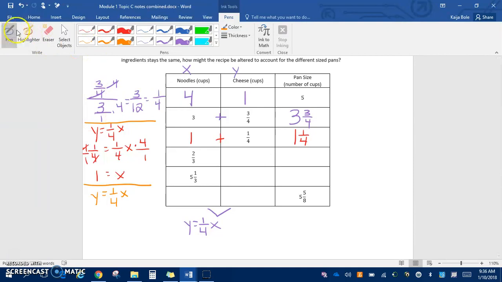So then here, we're going to plug in our x value. So we have 1/4 times 2/3, and this equals y. So we can do some cross division here. This is a 1, this is a 2, so our y is going to equal 1/6. So that's what we can fill in this box now.